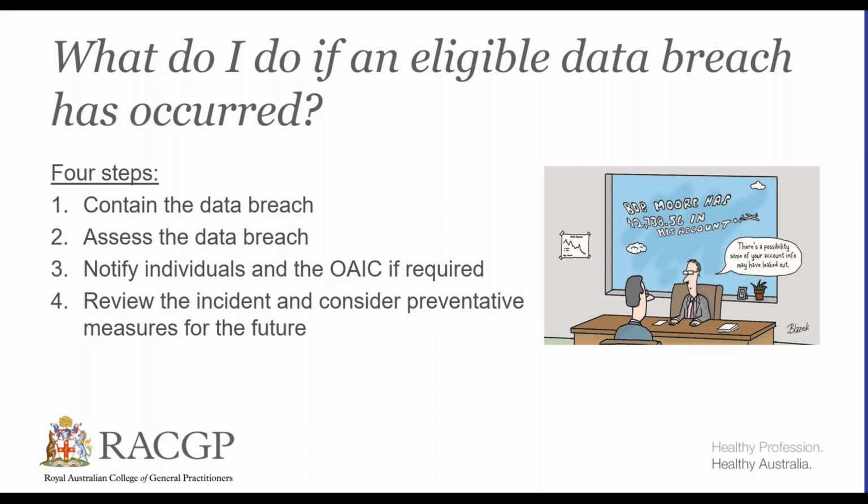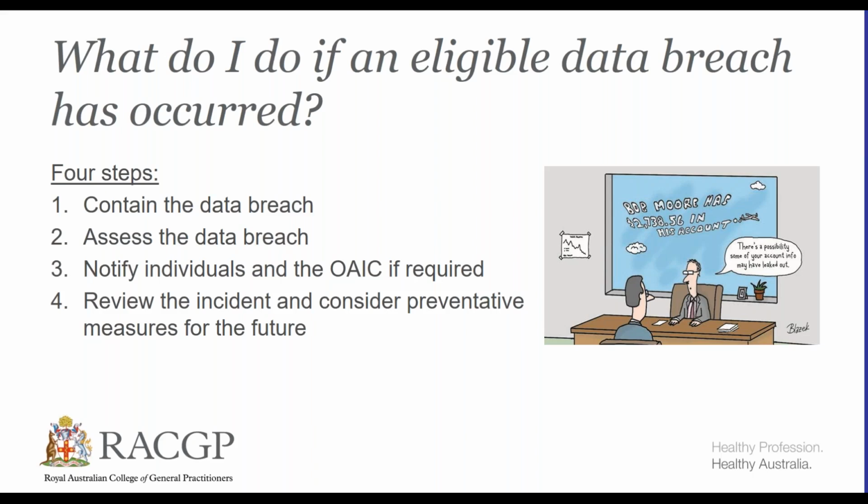If those two options are not practicable, then the scheme requires you to publish the notification on your website and to take reasonable steps to publicise it, with the aim of bringing it to the attention of all individuals at likely risk of serious harm. So that goes to the purpose of the scheme, which is to ensure that individuals are aware of data breaches that involve their personal information where there is that risk.